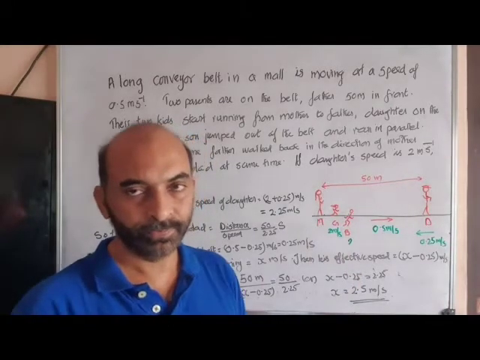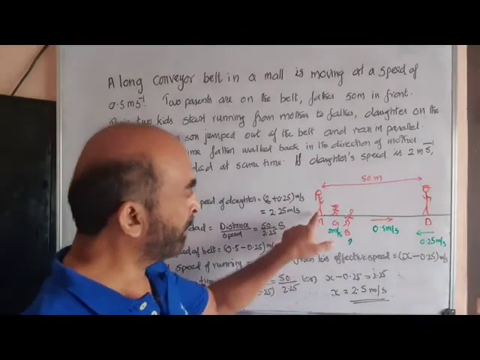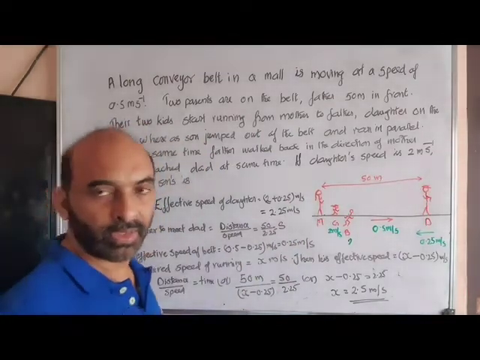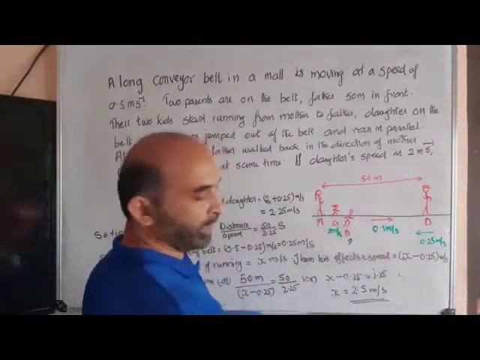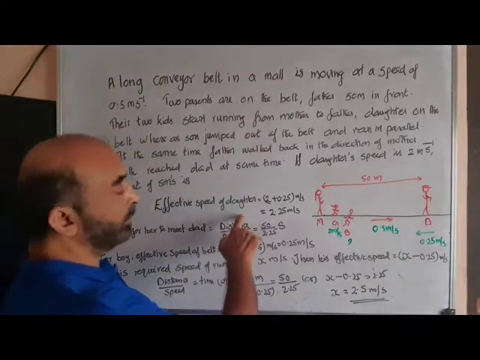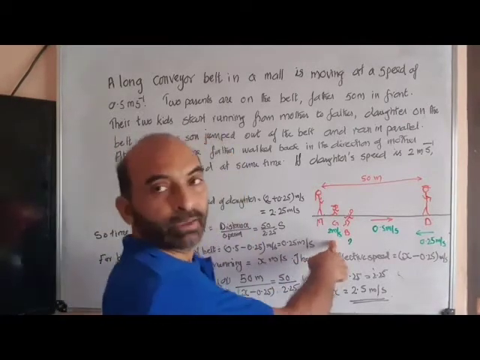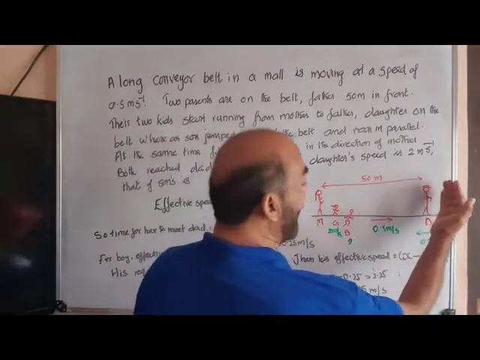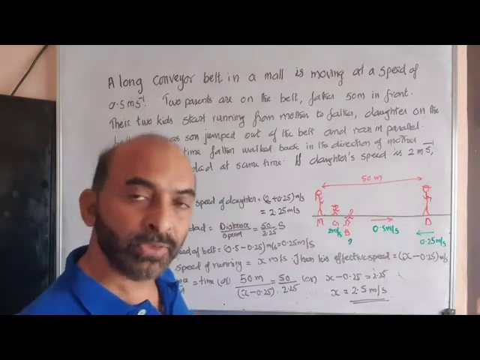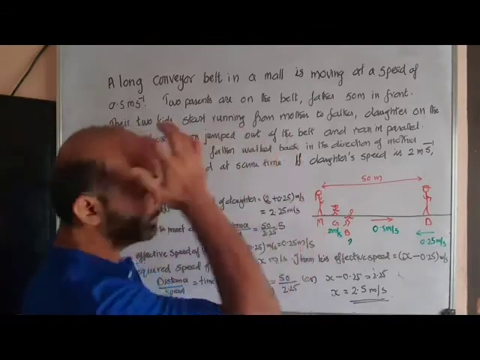Okay, if the girl's speed is 2 meters per second, what is the speed of the boy? That's the question. The first thing we have to visualize is that mom, girl and dad all are on the belt, but the boy alone is out of the belt. First we will see the effective speed of the daughter. She is running at a speed of 2 meters per second, but dad is walking towards her at a speed of 0.25 meter per second. So her effective speed is 2 plus 0.25, 2.25 meter per second.